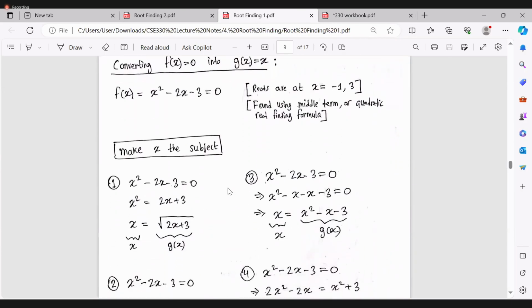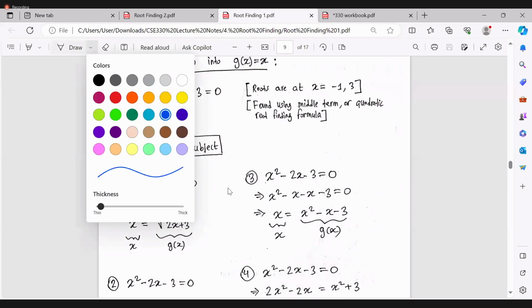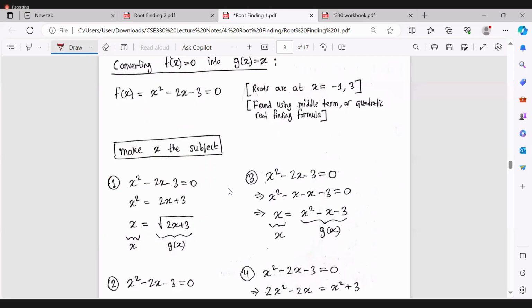Suppose you have this. This is your function. Okay. And you need to make f of x is equal to 0. So you need to transform this equation in a way that x is on the left side, and all other values are on the right side. Like, say you can do it like this: x squared is equal to 2x plus 3. Then x is equal to root over 2x plus 3. This is one way to do it.